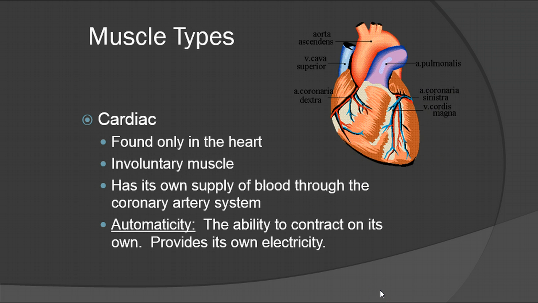We have cardiac muscle. That's found in the heart. It is involuntary, but it's a special type of muscle. It has its own supply of blood through the coronary artery system, and it has automaticity, meaning that it has the ability to contract on its own, and it provides its own electricity.